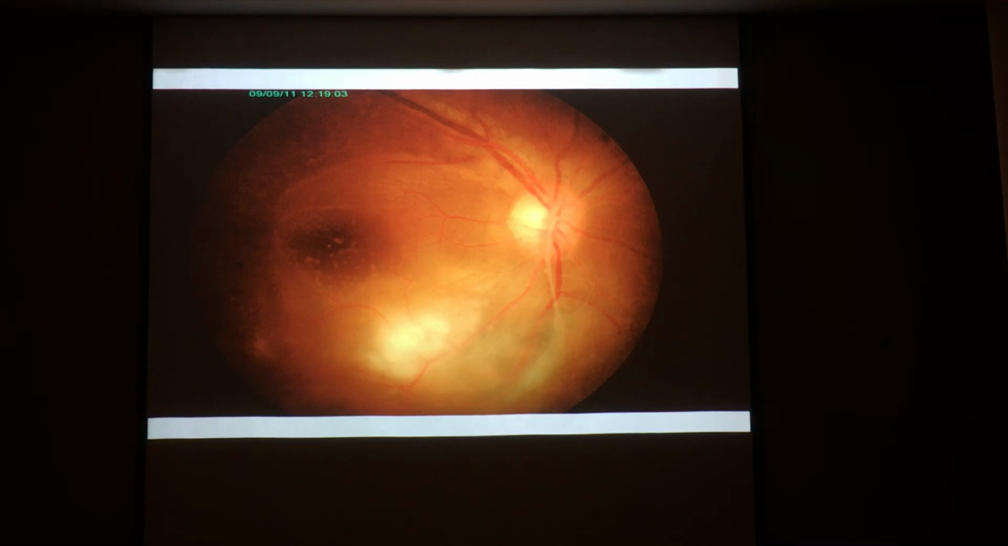Now you can all see this is a case of toxoplasmic retinochoroiditis. You can see a necrotizing lesion here. The vessels are obscured. There's a lot of exudation, the exudatory fluid. The patient is symptomatic because the fluid has now gone right up to the foveal center. So the patient was symptomatic but still seeing about 6-9.